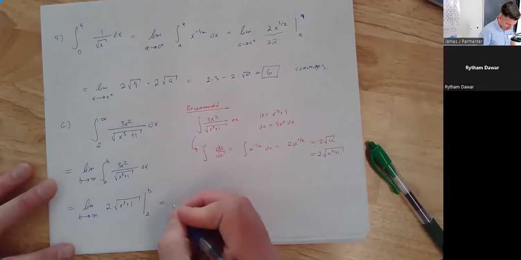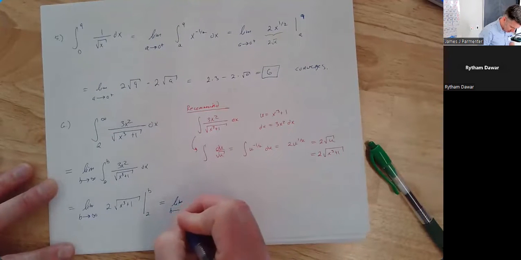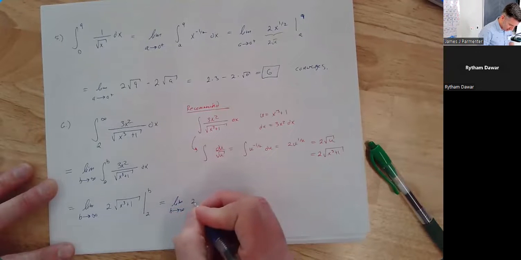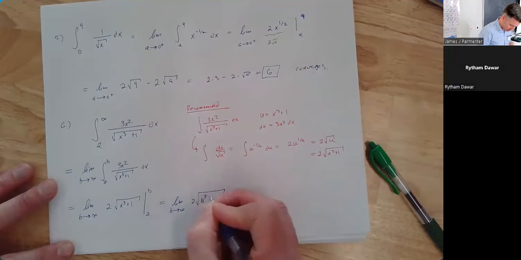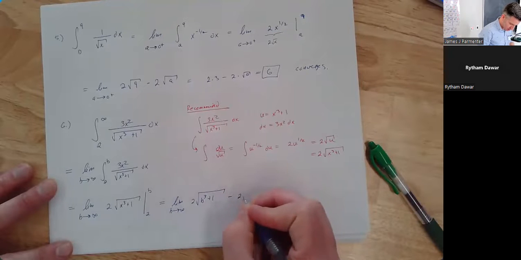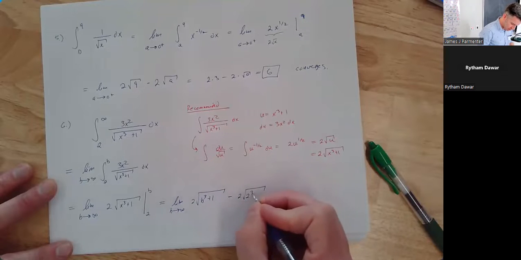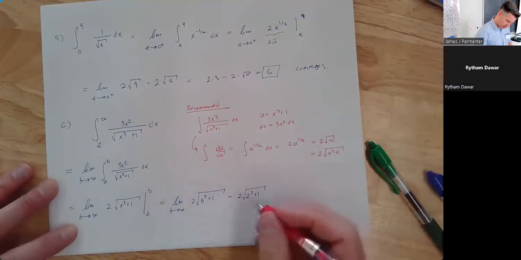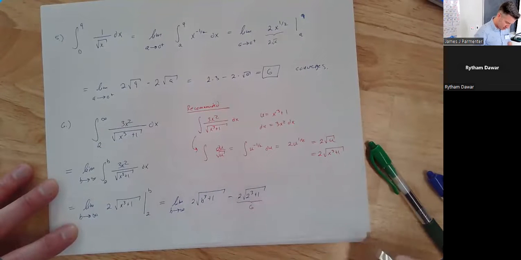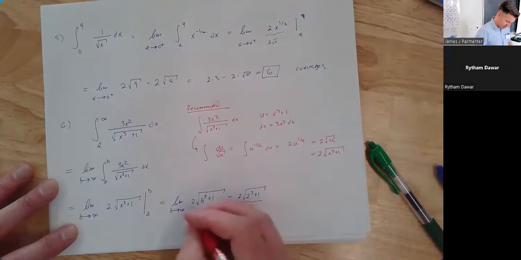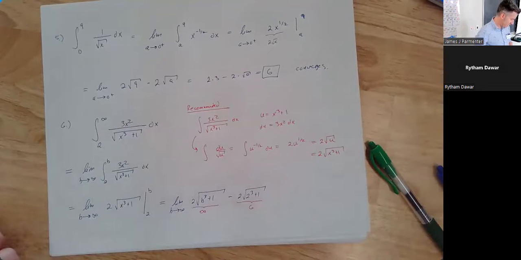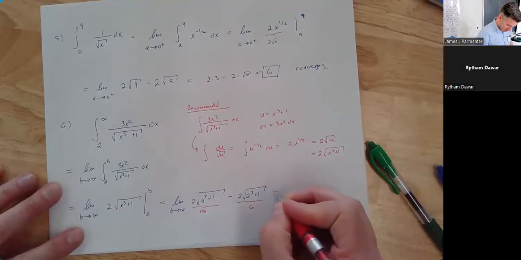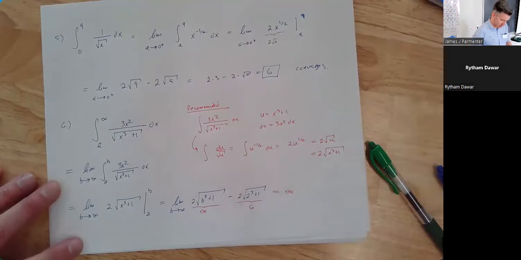Finishing this off, I'm going to have the limit as b goes to infinity of 2 times the square root of b cubed plus 1 minus 2 times the square root of 2 cubed plus 1. This part here is going to be 2 times 3. But this other part here is going to be 2 times infinity, which is infinity. And infinity minus 6, still infinity, which means the whole thing diverges.